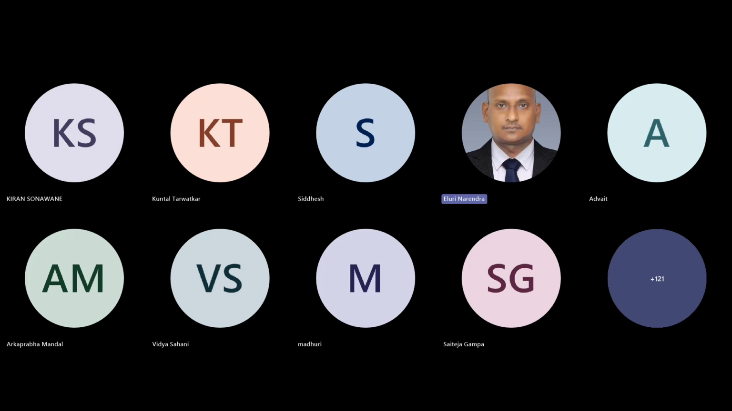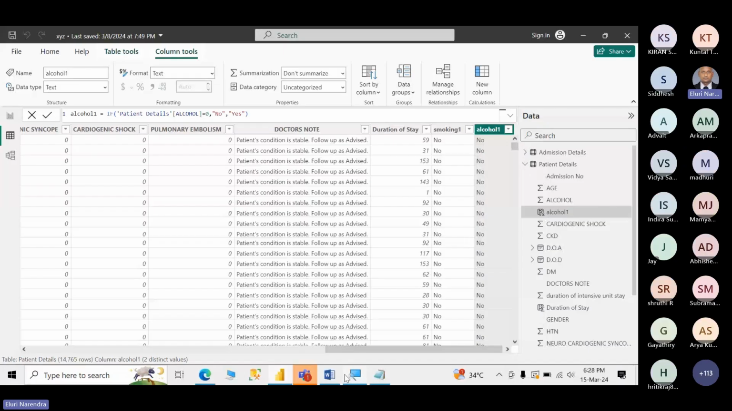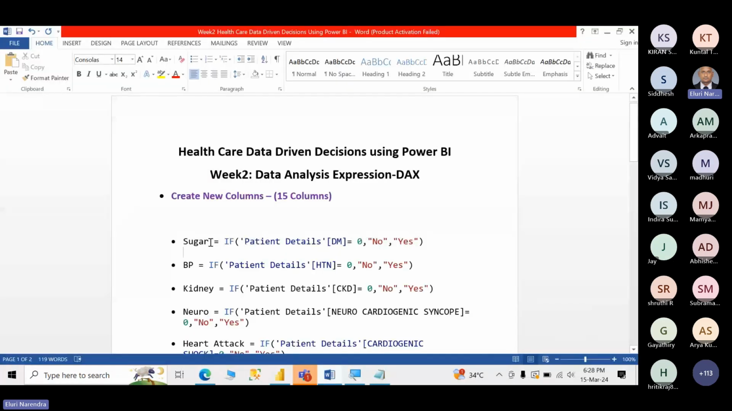What is the next column? I'm removing this alcohol column also. So I need to go for sugar. Which column am I referring to? Sugar means the patient is having a sugar complaint. To know whether the sugar complaint is there with the patient or not, I'm referring to the DM column. DM stands for diabetes mellitus. If the diabetic test has 0 value, it means the patient is not having a diabetic complaint. If the DM column is having 1, it means yes. I'm calling the name of the column sugar, and the same I'm generating here.